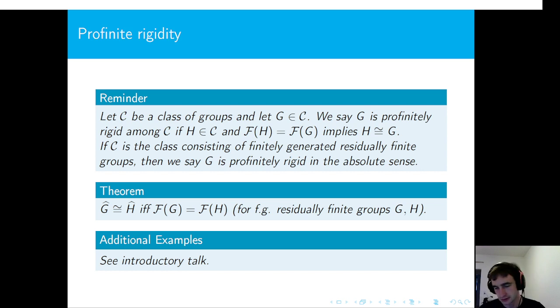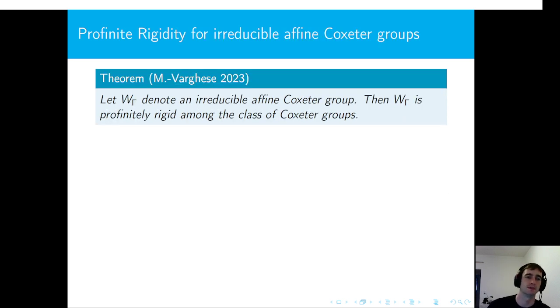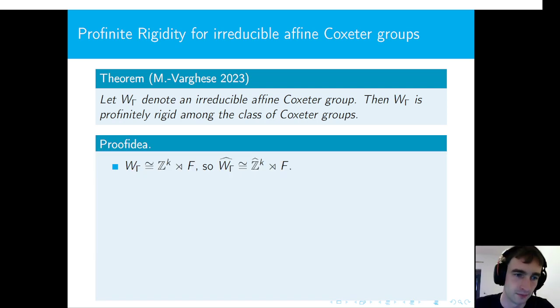But now let's get back to what we could prove. Let W gamma denote an irreducible affine Coxeter group. Then W gamma is profinitely rigid among the class of Coxeter groups. So if I'm given another Coxeter group W omega which has the same finite quotients as W gamma, then it already has to be isomorphic to W gamma. And now, the idea of the proof.